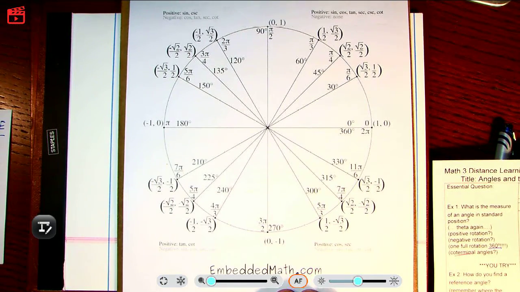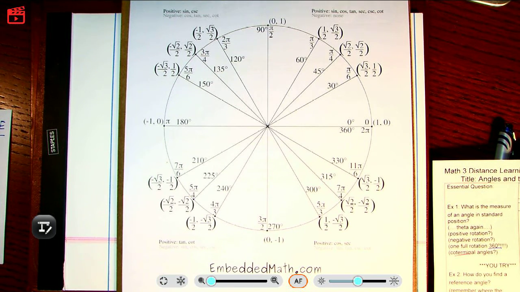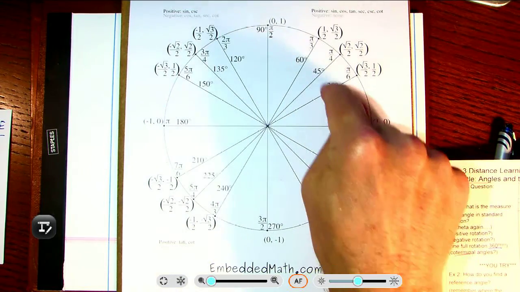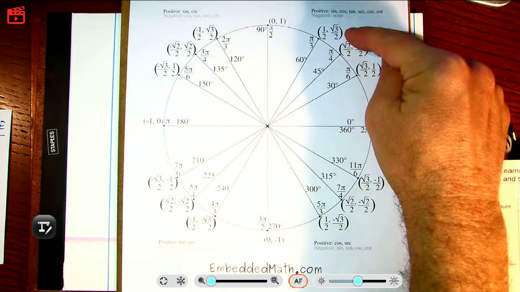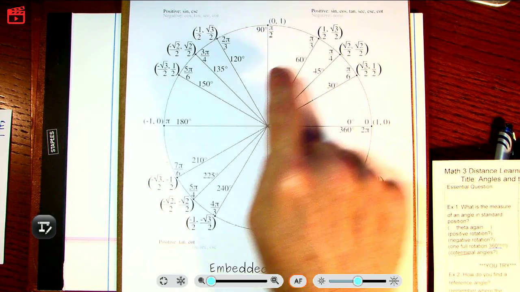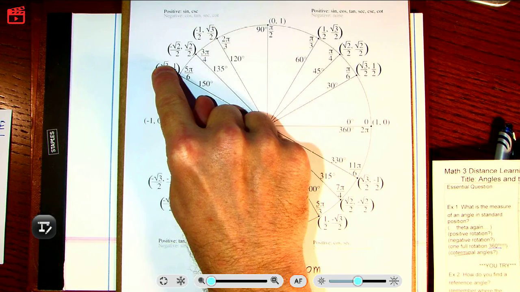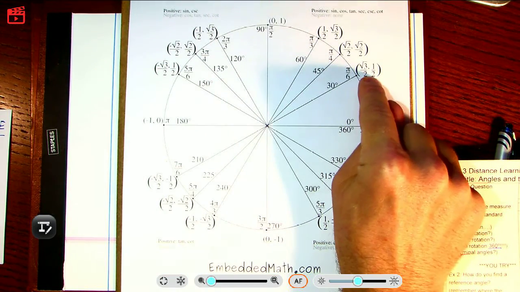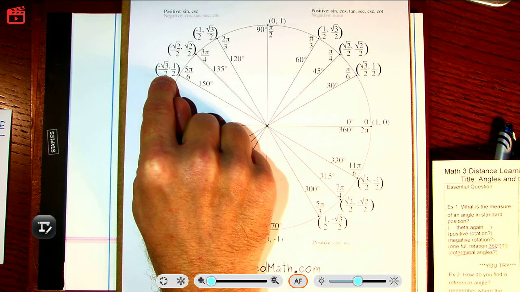Okay, you can go to embeddedmath.com to print out a copy of this right here. But if you can see the reference angles 30, 45, and 60, you have those same measurements I just talked about. Same thing over here, but look, the x coordinate is negative. You see how rad 3 over 2 and 1/2 is just reflected across the y-axis, but the x coordinate goes negative? We've talked about that before.